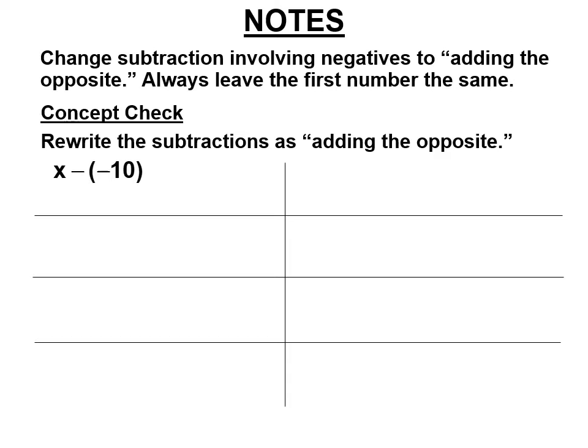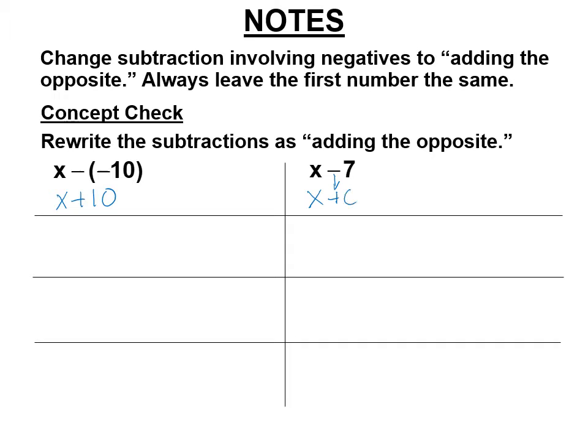So rewrite the subtractions as adding the opposite. So you always leave the first number the same. So x minus negative 10 will always have the same answer as adding the opposite. There are two things to do. All right, so x minus negative 10 is the same as x plus 10, always. I think adding 10 is way easier. x minus 7 is the same as x plus.